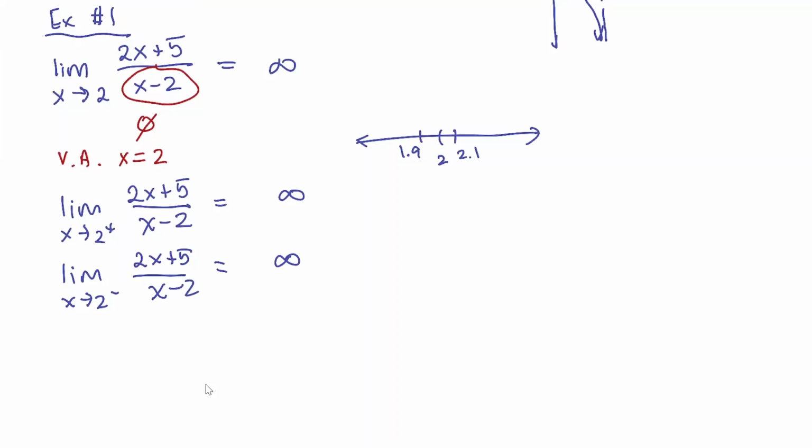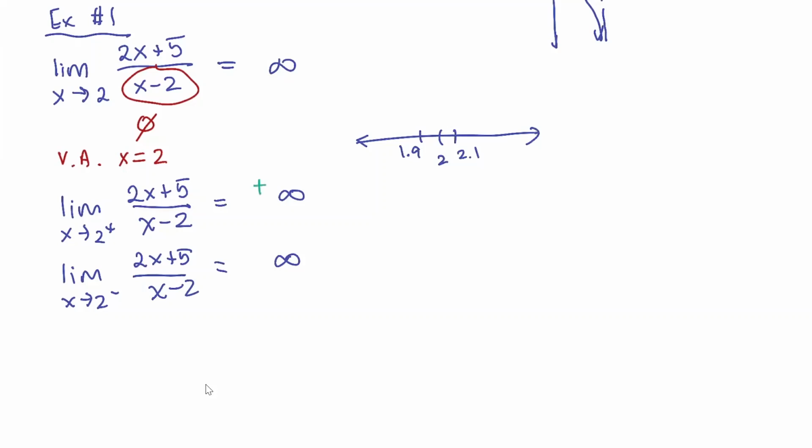So when I plug in, let's say from the right, I plug in 2.1. If you plug 2.1 into the top of this fraction, what do you guys get? A positive number or a negative? 2 times 2.1 plus 5. Positive or negative on top?